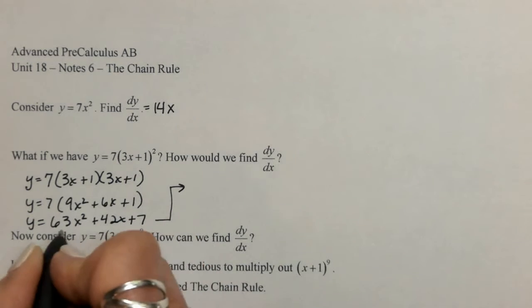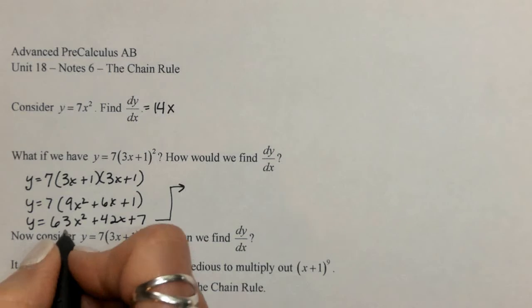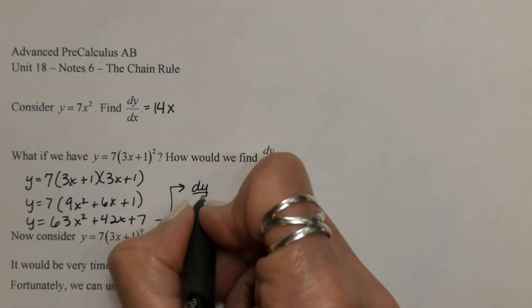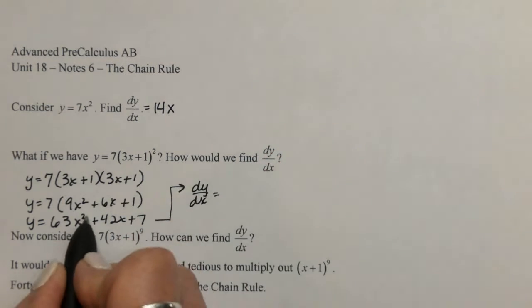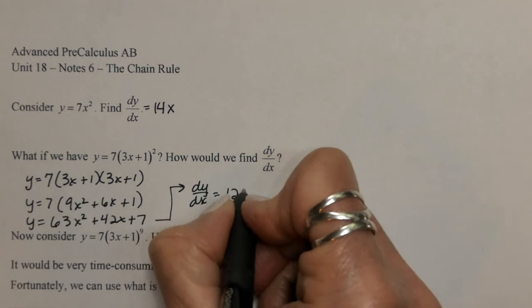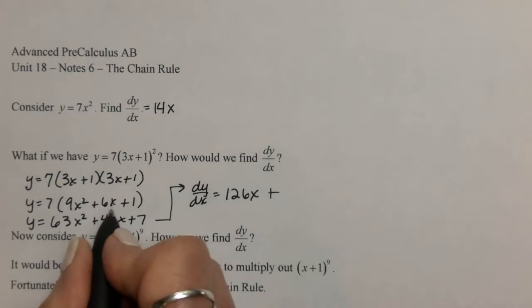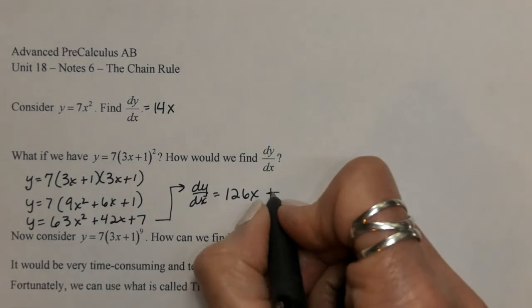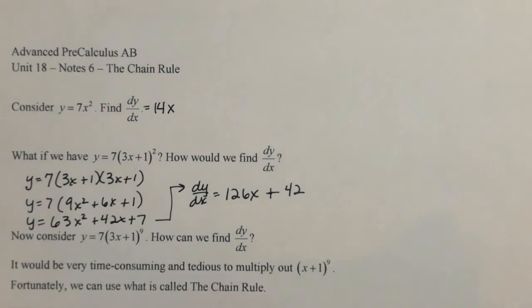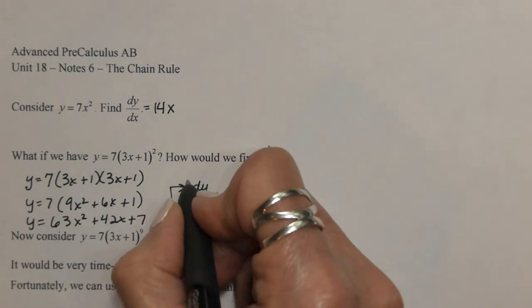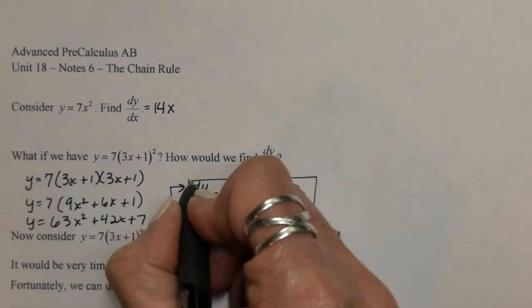And now that it's in polynomial form, I can just apply the power rule to find the derivative. 2 times 63, reduce our power by 1, plus the derivative of 42x is 42. The derivative of 7 is 0. So this would be the derivative of that function.